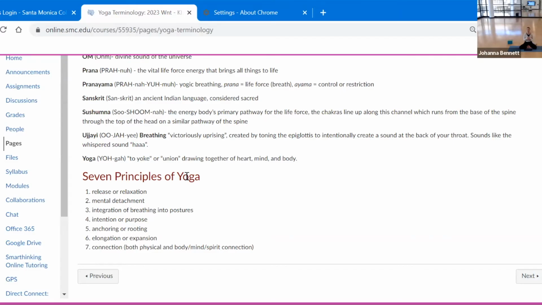And then number 6 is this idea of elongation or expansion that comes from stretching, right? Also lengthening our breath and expanding the physical body as well as the mental body. And then, of course, last but not least, is this idea of connection, both physical and connecting to the body, mind, spirit connection. So with the 3 bodies, the physical body, the mental, emotional body, and we would call the spiritual body, even though it's not in a physical sense, physical place, but that again, these are all in harmony and synchronized.